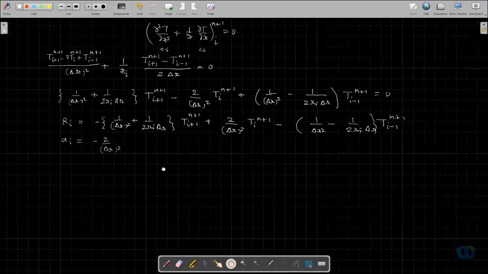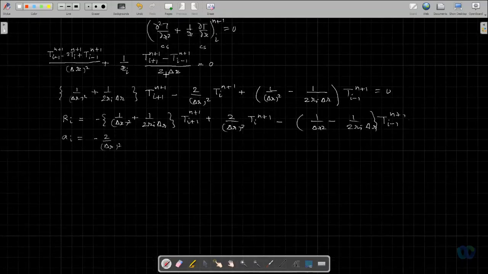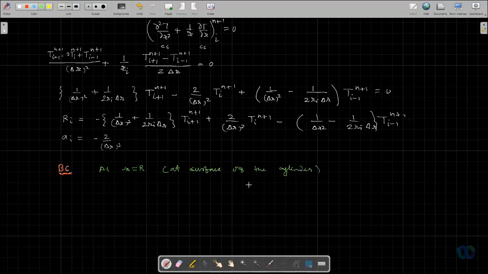Now let us consider the boundary points. So you see the procedure is exactly the same, but now for boundary conditions, here comes some problem. However, at r is equal to capital R, that means at the surface of the cylinder, it can be Dirichlet boundary condition, Neumann boundary condition, or Robin boundary condition.